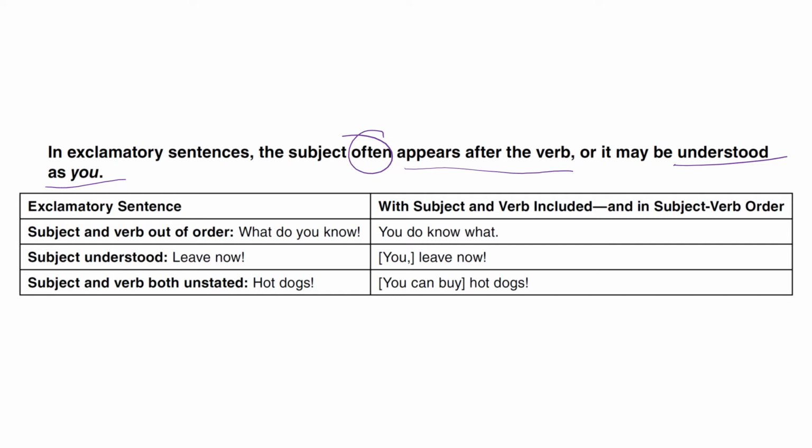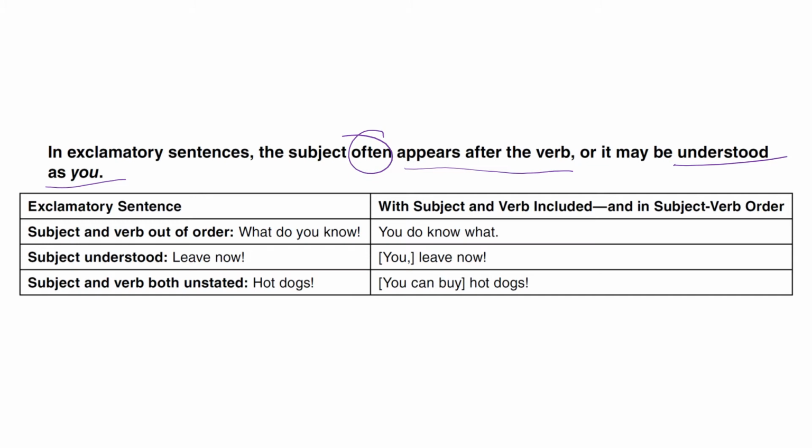Secondly, we have subject understood. That is usually the understood you. Leave now. Usually there is a you before the verb leave. You leave now, but we don't say it explicitly. It is embedded there. And this we already covered in an earlier lesson.